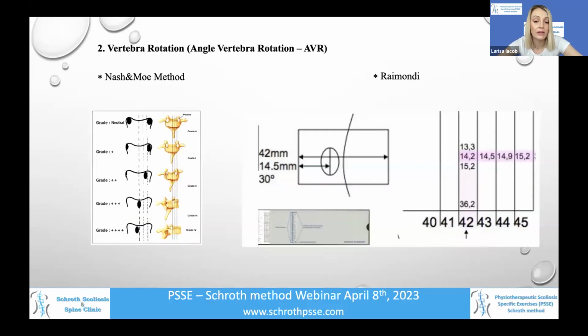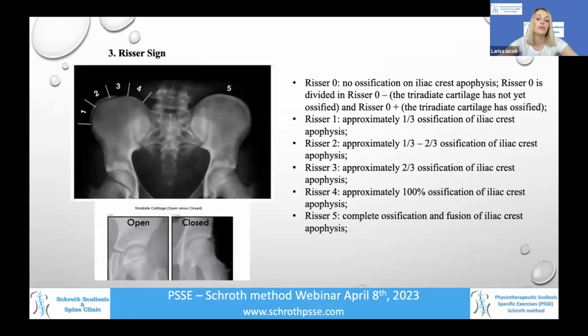In the Raimondi method, first, we have to measure the width of the vertebral body. Then we measure the distance between the middle of the pedicle and the edge of the vertebra, both of them from the convex side. These two values are divided, and after that we will have the vertebra rotation. Now we will speak about the Risser sign, a measurement that assesses skeletal maturity of the patient.